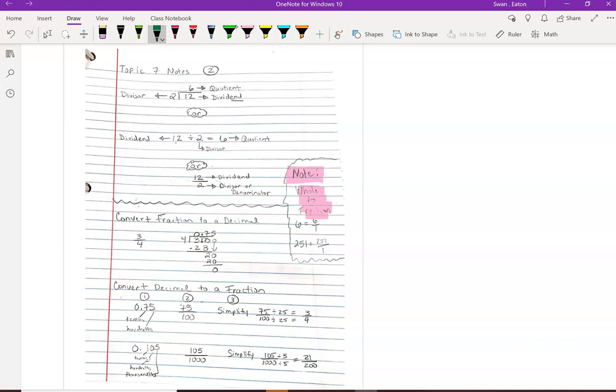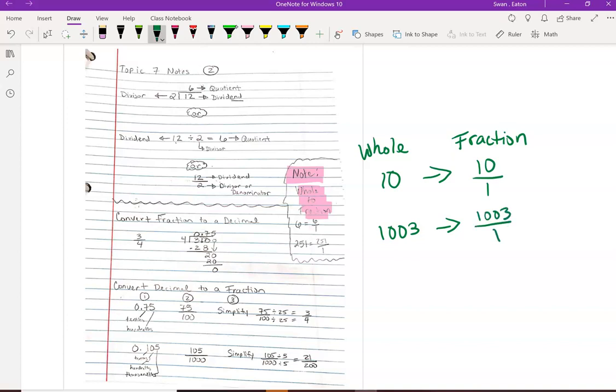So if I had the whole number of 10, this is the whole number. I'm going to convert it to a fraction, and that would become 10 over 1. Let's say I have 1,003 is my whole number. In order to convert it to a fraction, I have to do 1,003 over 1. It's going to be very important for you to remember. And make sure that your steps are clear in your notes.